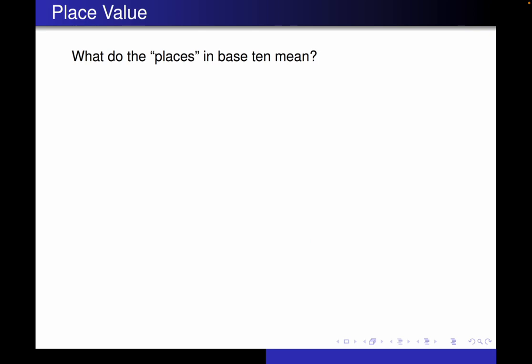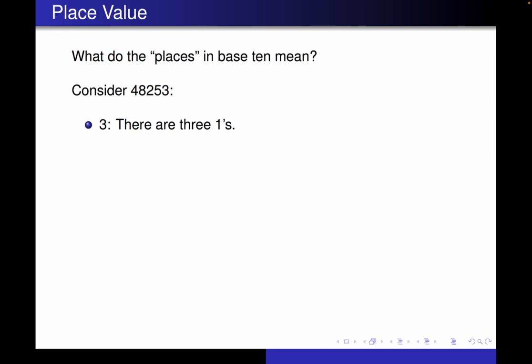All right, so I want to talk a little bit about how we interpret place value in different bases. And in order to do that, I would like to start by interpreting place value in base 10, because that's something that we're familiar with. So if we have the number 48,253, I want to talk about what all those digits within that number mean.